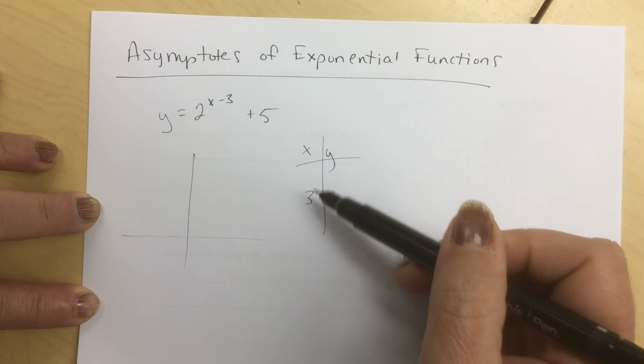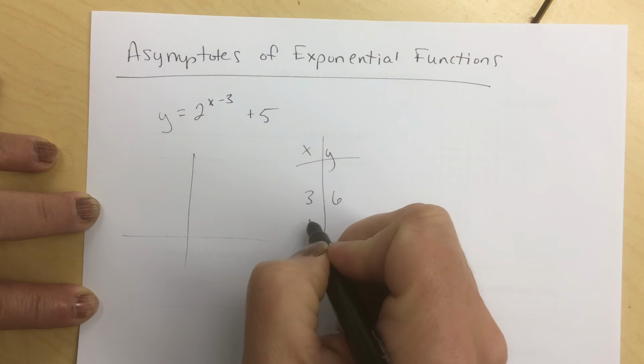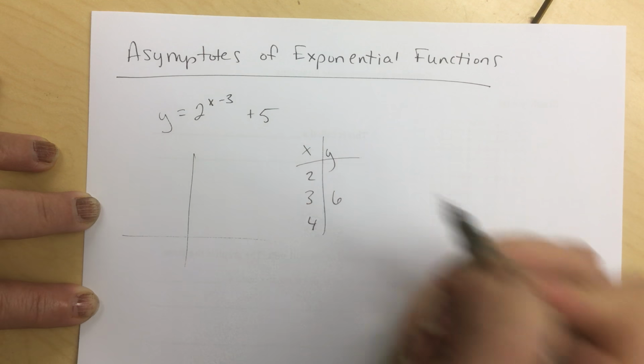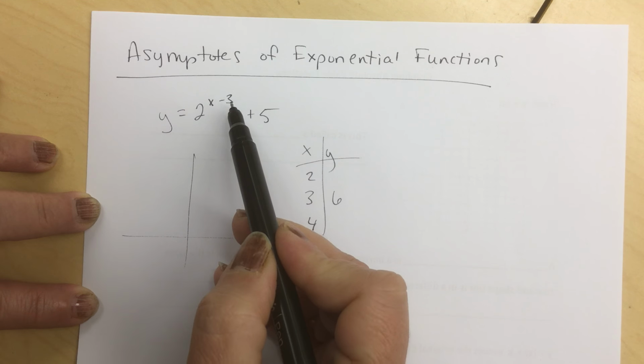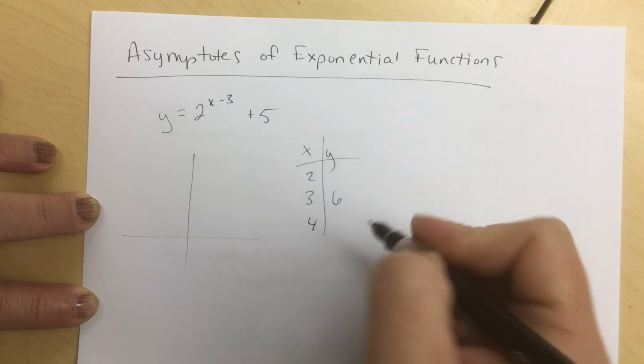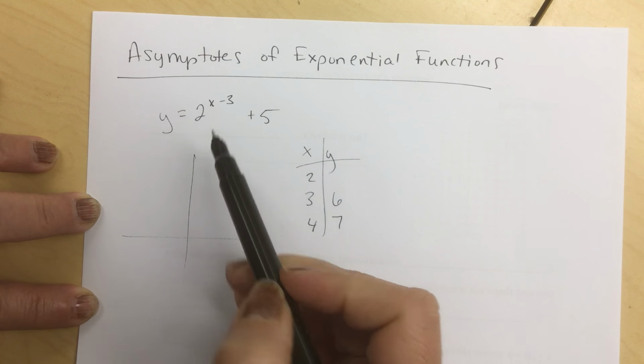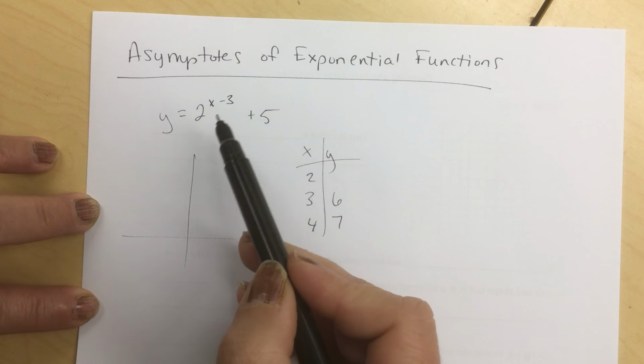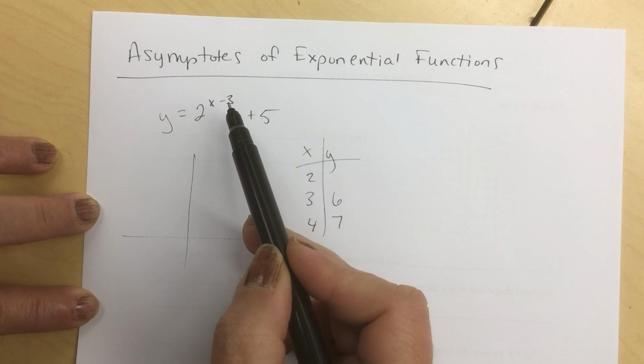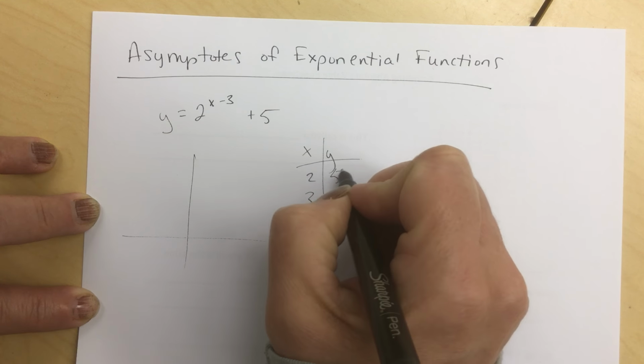So then I tell them, plot some points on either side. So I'm going to pick a 4 and I'm going to pick a 2. So 4 minus 3 is 1. 2 to the first power is 2. 2 plus 5 is 7. If I plug in 2, 2 minus 3 is negative 1. 2 to the negative 1 is 1/2. 1/2 plus 5 is 5.5.